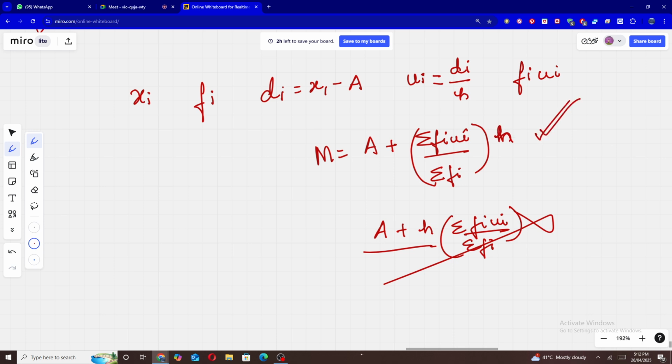And also if mean is given, first you bring this here. You do mean minus a. That way things become easy. Your calculation will become easy. It's important. Okay, step deviation method is this. So what are the three methods?